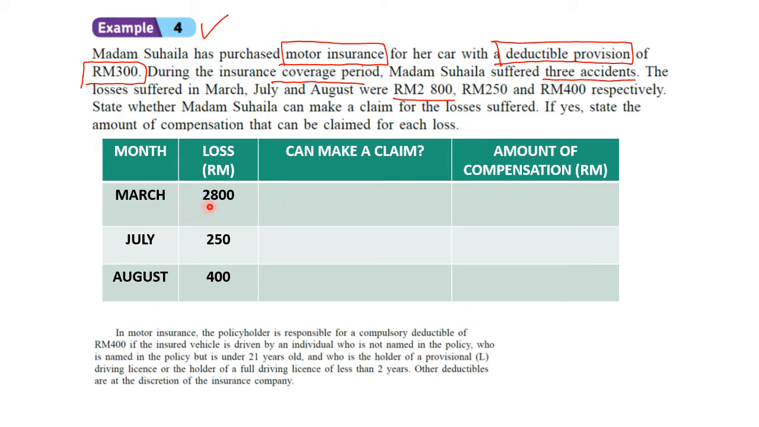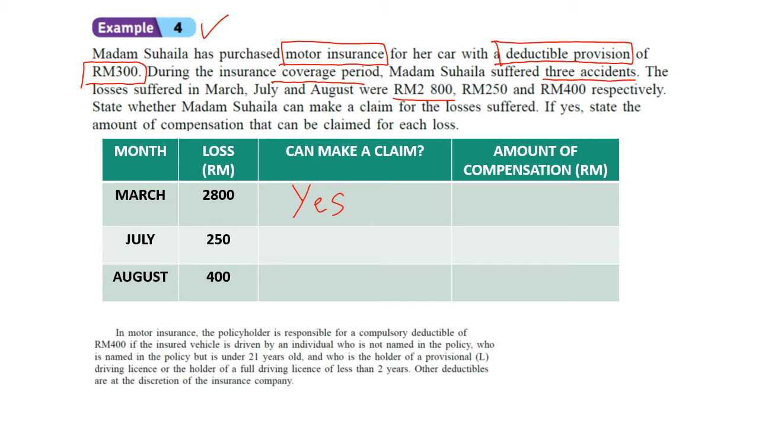For March, the loss is 2,800. So deductible means Madam Suhaila has to pay 300 ringgit first before the company will pay the balance to her. And the loss must be more than the deductible. This one is more than the deductible. That means yes, Madam Suhaila can make a claim.